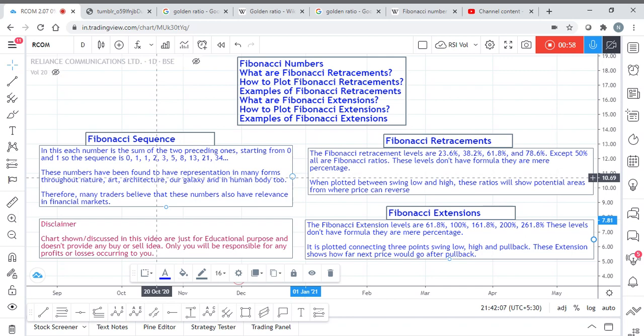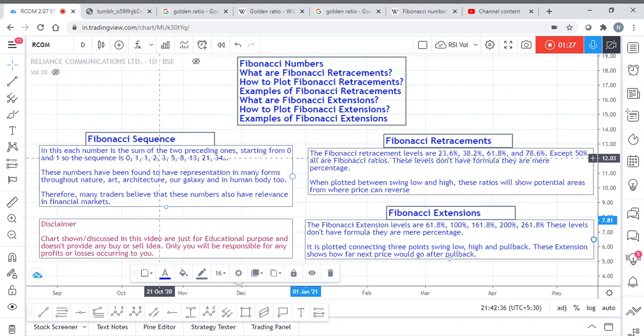The Fibonacci sequence is something that you must have learned in your school days, where the series starts from 0 and 1 and the numbers are created by adding the previous two numbers. So 0 plus 1 becomes 1, 1 plus 1 becomes 2, 2 plus 1 becomes 3, and so on. This is the basics of a Fibonacci sequence.